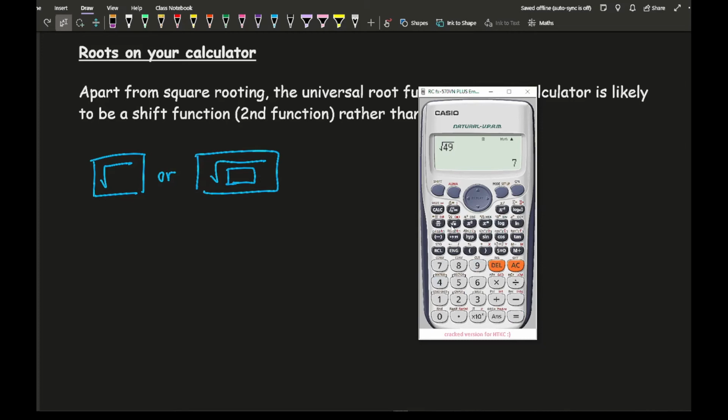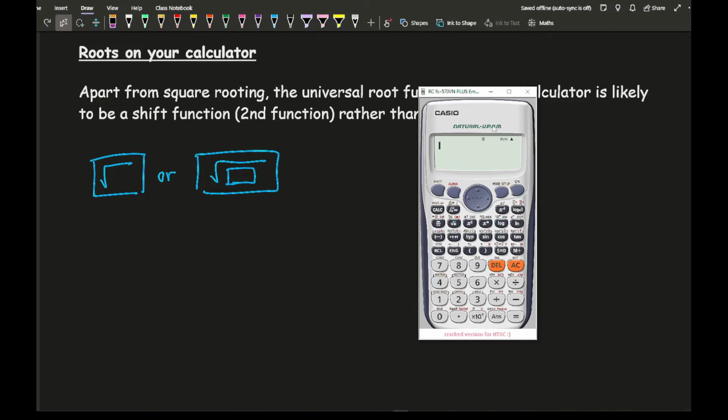Press equals, it comes out with 7. Alternately you could press the button first and then enter it. It doesn't quite work if you press 49 and then square root, because obviously the 49 needs to be inside the square root, not before. So it is one of those things where you have to press the button first and then go on.